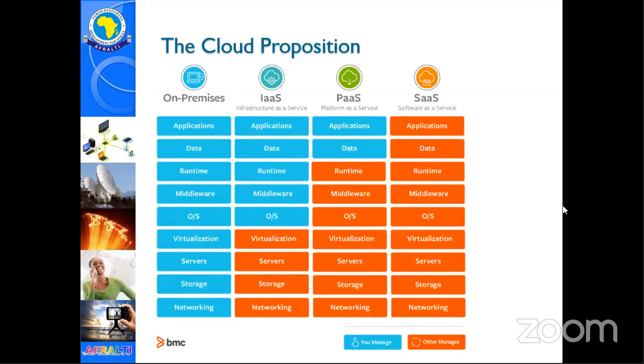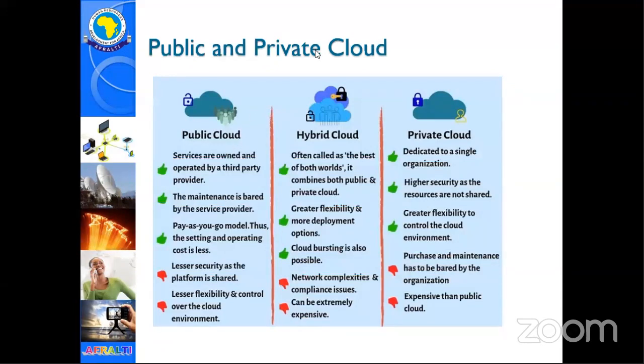Now, as I've mentioned, we have several combinations of cloud. There is what is known as the public cloud, the hybrid cloud, and the private cloud. The private cloud is where the cloud service is dedicated to a single organization and is available only to that organization. And that organization has great flexibility in controlling what runs there and how systems are managed.